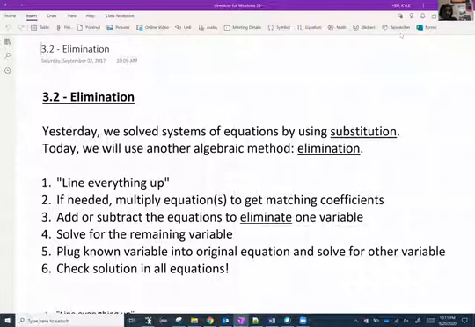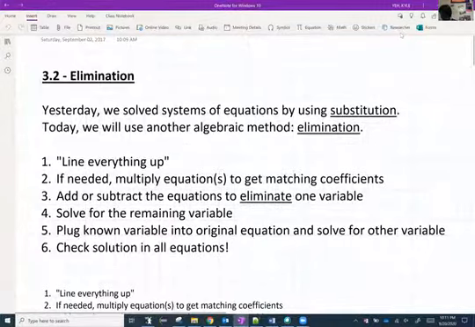I'll be demonstrating all these steps, what I mean by line everything up in air quotes. If needed, step 2 is kind of an optional step depending on the problem. We can multiply one of the equations or multiple equations in our system by something to get matching coefficients. We'll add or subtract equations to eliminate one variable. That's where this method gets its name. And then the back half of this method is actually exactly the same as substitution. Once we have one equation with one unknown, we'll solve that, use whatever we get, plug it in to get our other variable, and then check our solution.